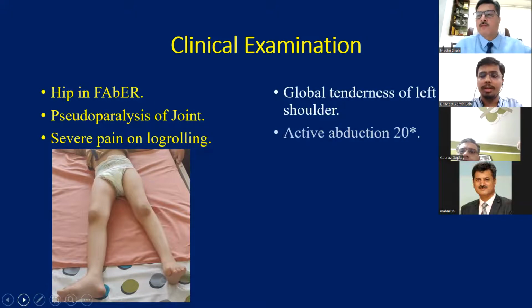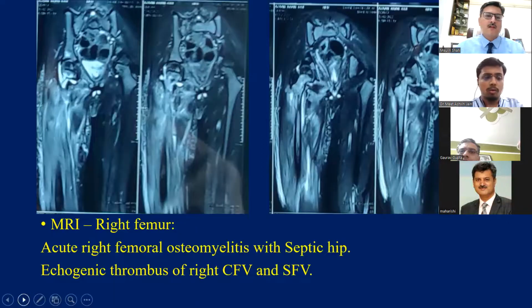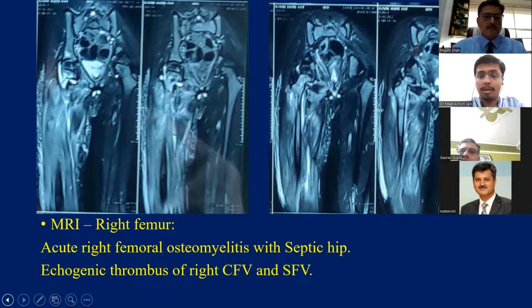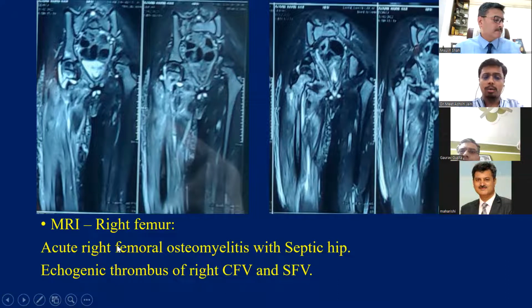Patient B had a global tenderness around the left shoulder, and his active abduction was limited to 20 degrees. For patient A, we performed an MRI of the right femur along with the pelvis with both hips, suspecting septic hip, and it confirmed that there was acute right femoral osteomyelitis along with septic hip, and he also had an echogenic thrombus in the right common femoral vein and the superficial femoral vein.